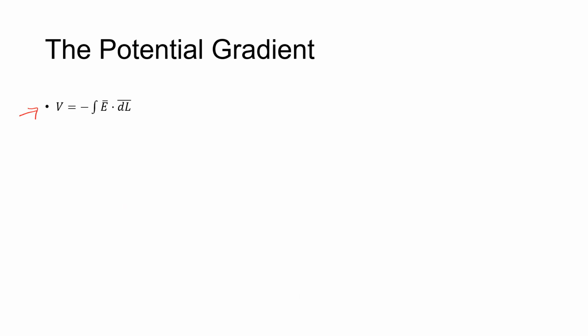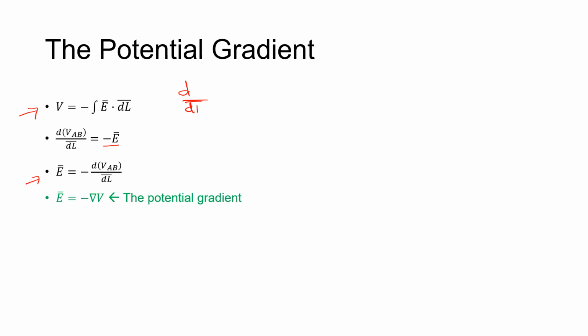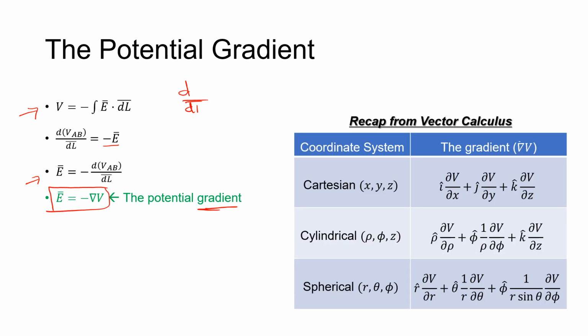Starting from V equal to minus integration of E dot dl, and if we apply the derivative d by dl on both sides, you will get that dV by dl equal to minus E, because the integration will be cancelled by the differential. Or you can say E equal to minus dV by dl, and this is actually nothing but the gradient. So E is the gradient of V, and don't forget the negative sign. And the gradient, this is what we have learned in vector calculus, and based on the Cartesian or cylindrical or spherical coordinate system, you can use this equation.